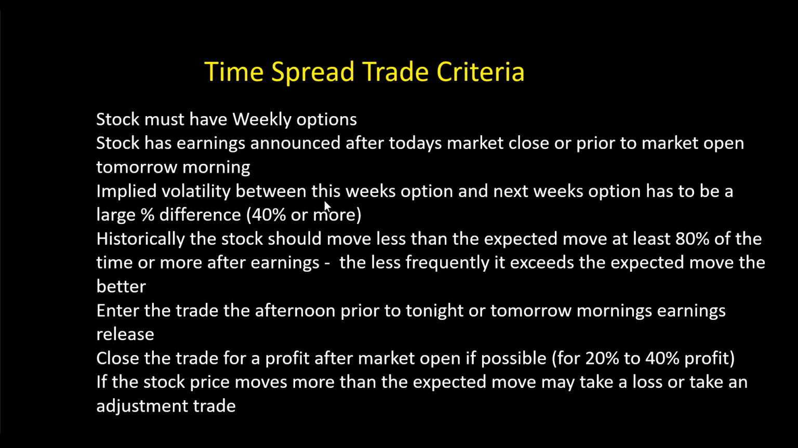Implied volatility. Now this is important. The implied volatility between this week's option and next week's option has to be a large percentage difference, like 40% or more. So if you've got implied volatility this week of 100, and you've got an implied volatility next week of 50, then you've got a 50% difference between this week's and next week's implied volatility. That's what you want. You want 40% or more. If you've got an implied volatility this week of 100 and next week of 85, it's not enough. That's only 15%. That's not enough of a difference.